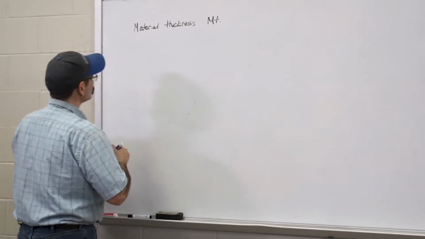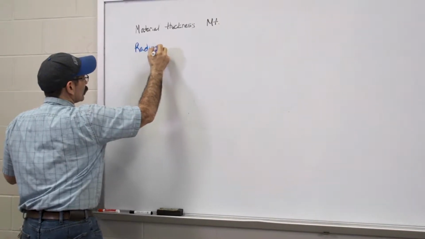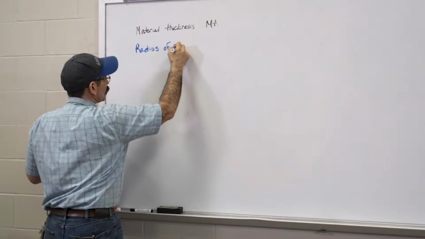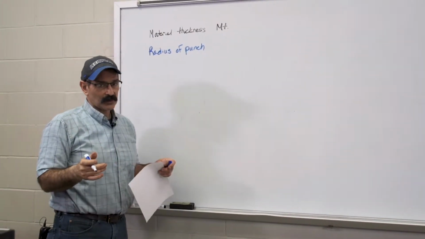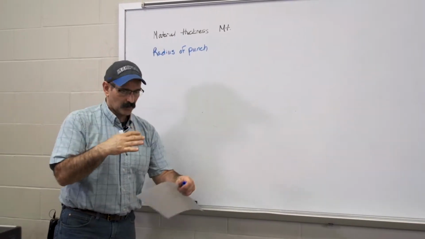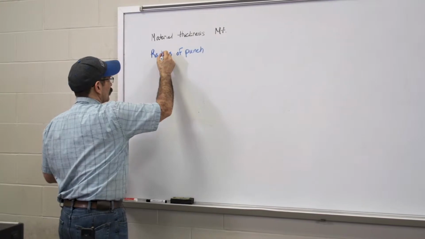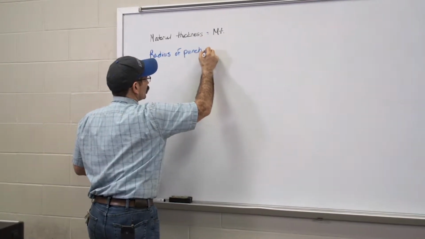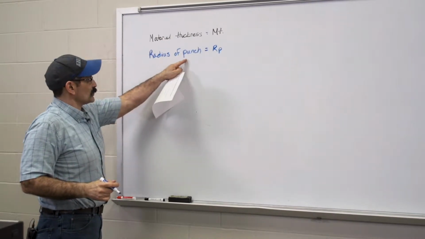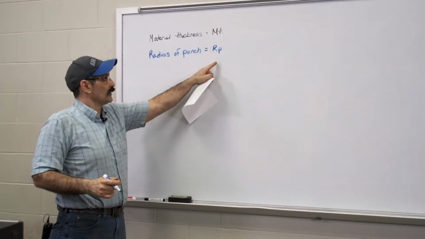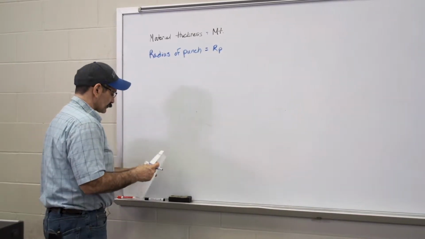Then we have radius of the punch. Now, I know we may not even talk about what the punch and die is yet. We don't want to put too much into one lecture here, okay? So we're just going to talk about what the radius of the punch is. That is RP. Some people say punch radius. I'm going to say radius of punch because in the formulas you see, it's going to be RP, not PR. So let's not get it confused, okay?